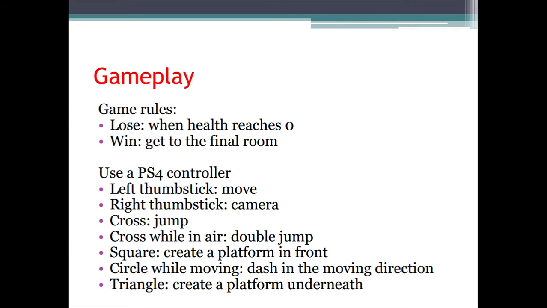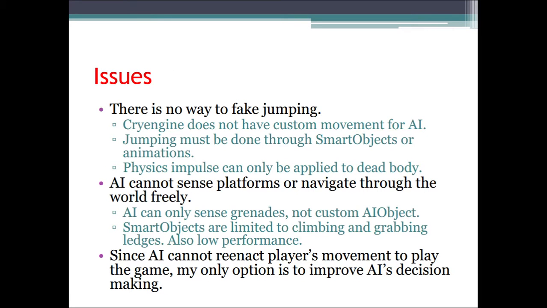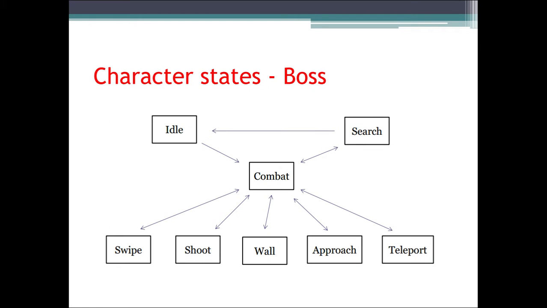So after the first midterm presentation, I have tried several things with the AI system in Lumberyard, but it is not as flexible as I thought. I cannot have an AI that copies the player's movement. I can only give the enemy in the game a more complex behavior, and that character I will call the boss. And I designed the simple states for the boss to make it easier for learning.